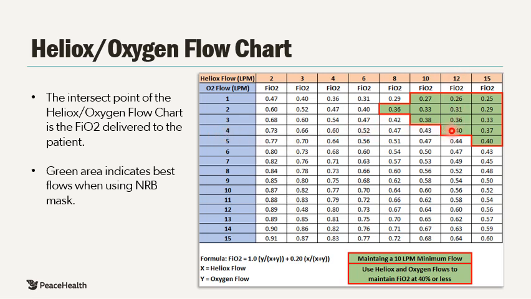oxygen to give us a total flow of 16. We can also increase our flow and still maintain 40% FiO2 by going 15 liters of Heliox and 5 liters of oxygen, which gives us a total flow of 20 liters per minute. Remember, we want to keep our FiO2 at 40% or less, otherwise it is a contraindication. In our flow chart, this green highlighted area is marked, so that way we know which flows will deliver that 40% or less FiO2.